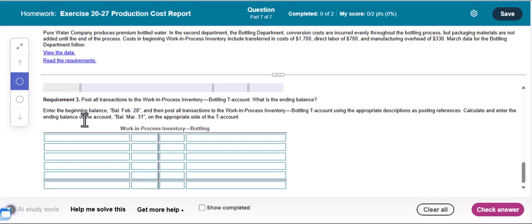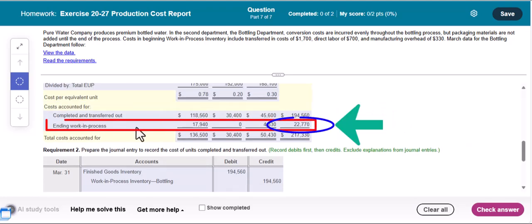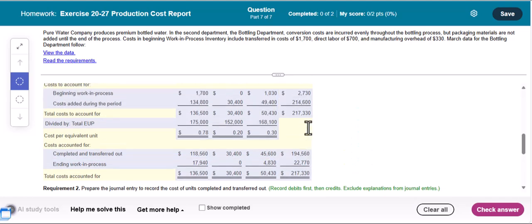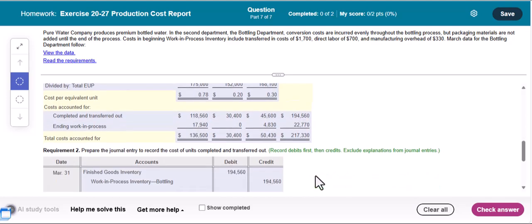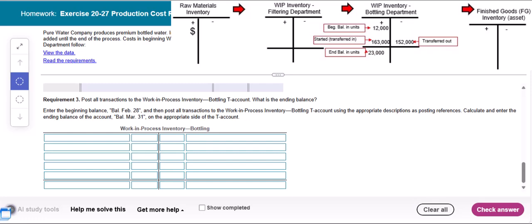Well, we already know the ending balance, so we can scroll back up here. So that ending work in process balance is that 22,770. That's the total cost there. But they want you to do a T account to kind of show you how the whole thing is working. So we know we're talking about this bottling department here. We're going to have a beginning balance and then the costs that were transferred in and added, and then we're going to have some transferred out, and then we'll have an ending balance.